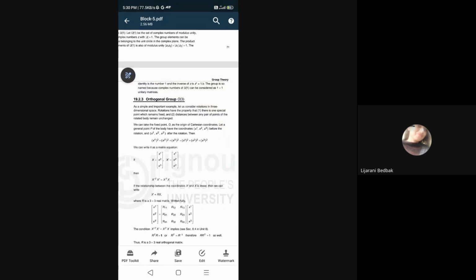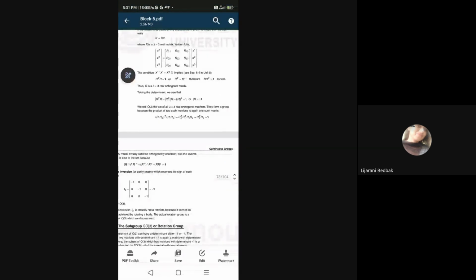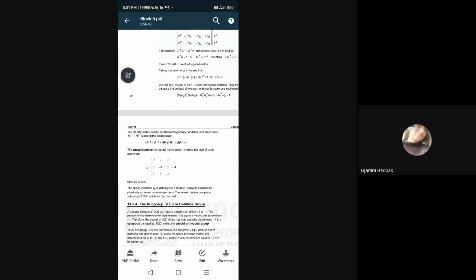Then x'^T x' = x^T x, and this is the transpose relation between the coordinates of x' and x you can see, and this relation between the coordinates x' and x is linear. Then you can write x' = Rx, in the matrix form as shown on the screen. The space inversion or parity matrix, which reverses the sign of each coordinate, is shown on the screen, and I you can write in matrix form as -1 0 0, 0 -1 0 and 0 0 -1, which is -1, belonging to O3.